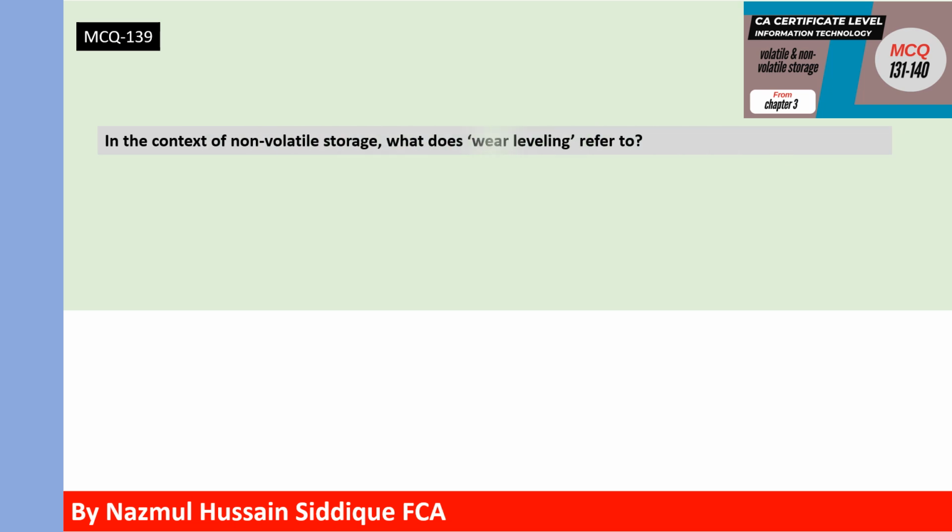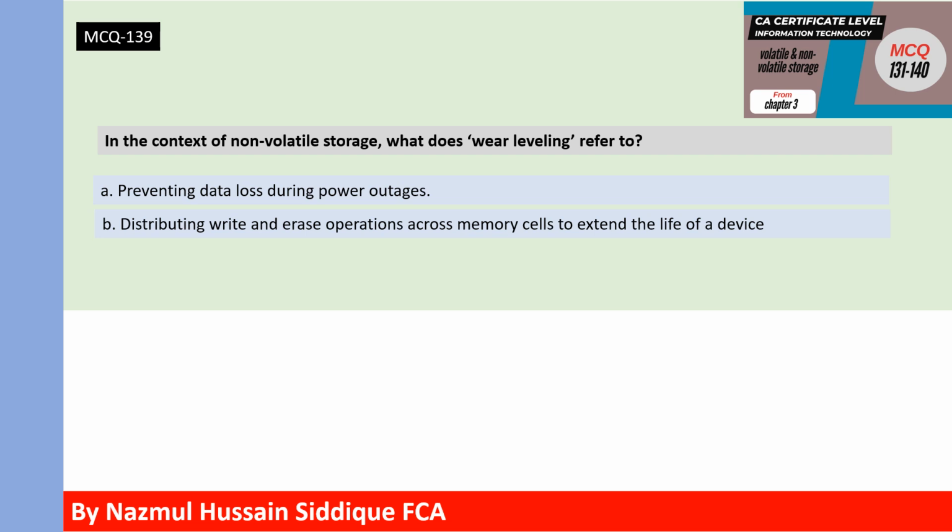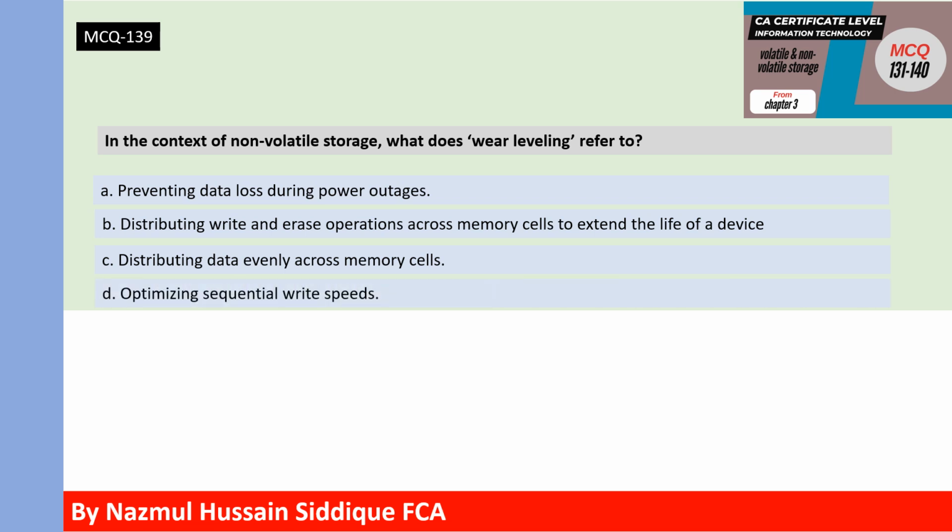139. In the context of non-volatile storage, what does wear leveling refer to? Option A, preventing data loss during power outage. Option B, distributing write and erase operations across memory cells to extend the life of a device. Option C, distributing data evenly across memory cells. Option D, optimizing sequential write speeds.